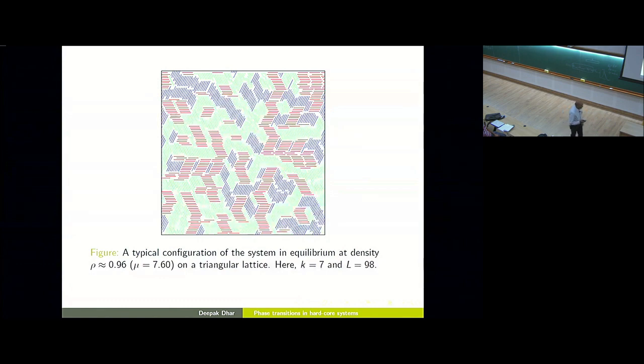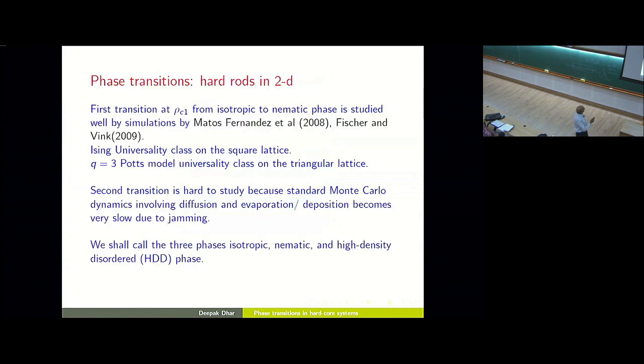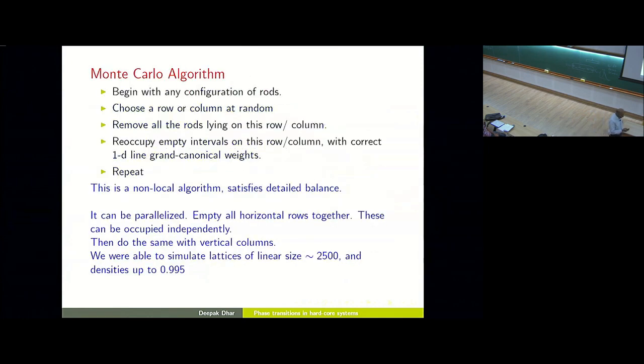I will discuss it in detail next time, but this doesn't work at full jamming. At least at 0.95 density it works quite okay. You go to even higher density, then even this algorithm doesn't work so well. But 0.95 is beyond the transition point, so near the transition point it works quite well, and we can be quite sure that the simulations are well behaved. So we will call these 3 phases: isotropic, nematic, and high density disordered phase. And we'll try to understand what happens there. I think this we will discuss next time.